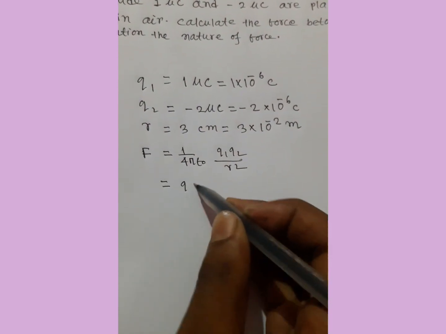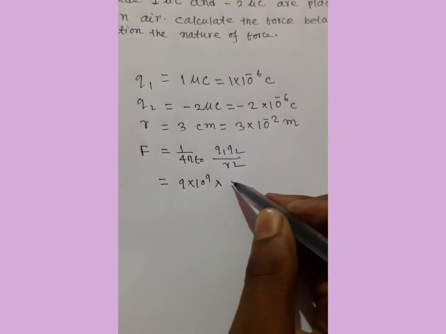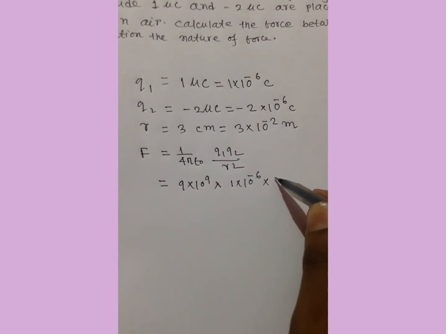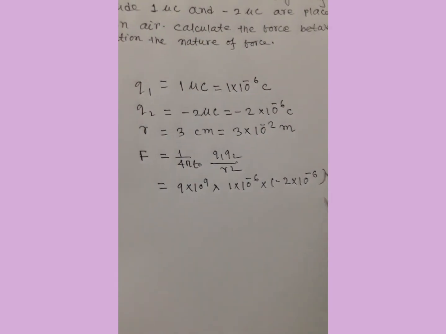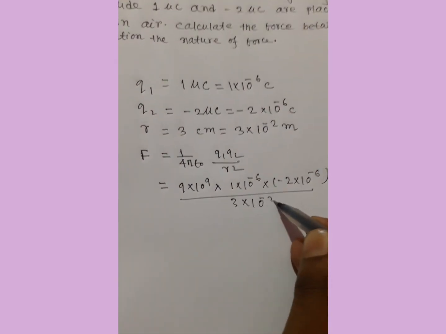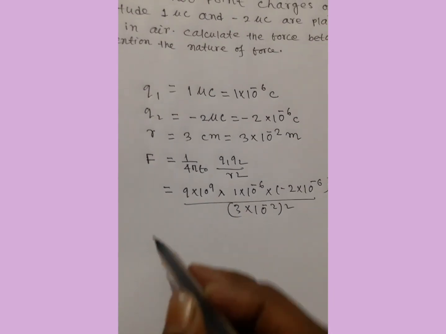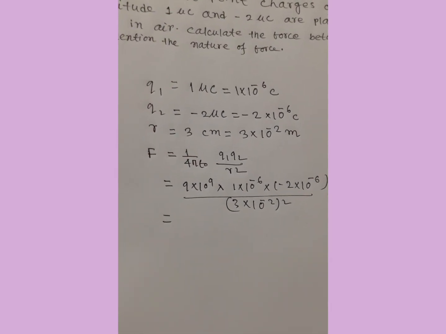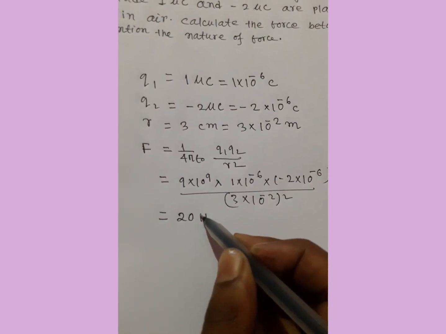equal to 9 into 10 to the power 9 into 1 into 10 to the power minus 6 into minus 2 into 10 to the power minus 6 by 3 into 10 to the power minus 2 whole square Newton. On simplifying the problem, we get the result 20 Newton.